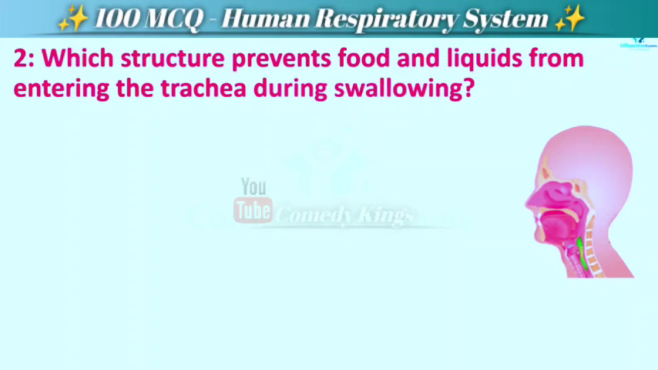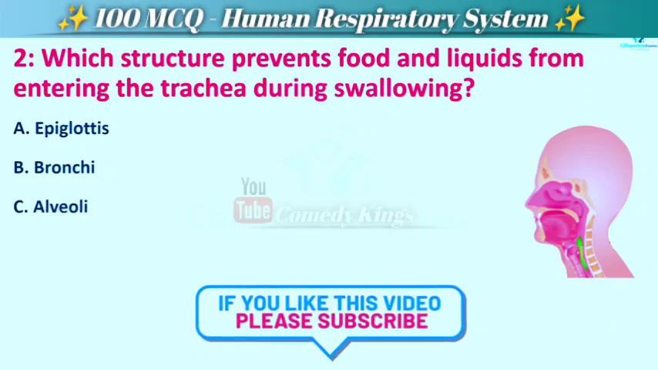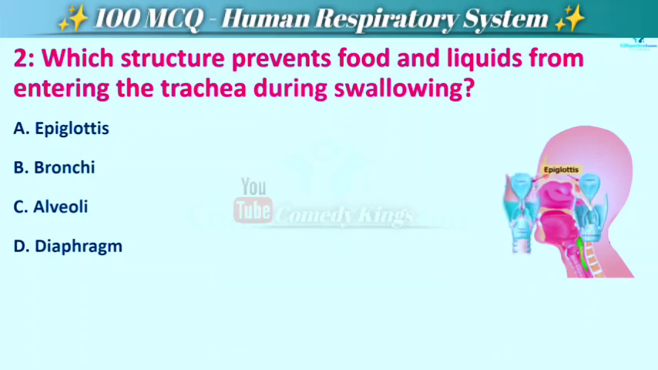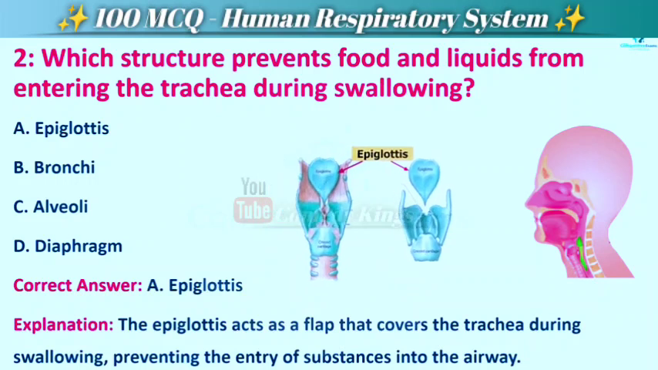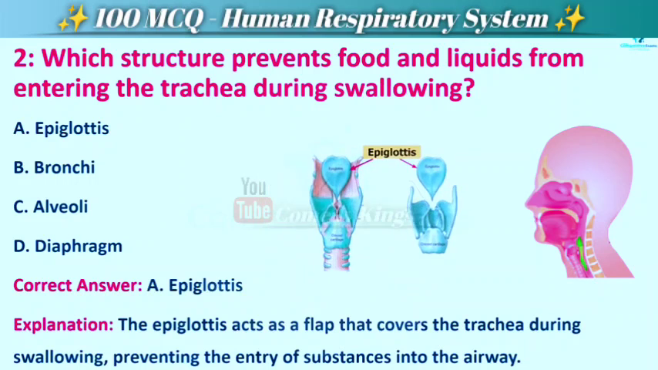Your options are epiglottis, bronchi, alveoli, or diaphragm. The correct answer is A, that is epiglottis. The epiglottis acts as a flap that covers the trachea during swallowing, preventing the entry of substances into the airway.